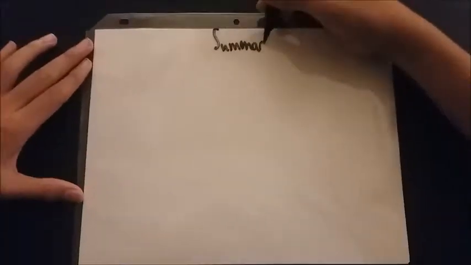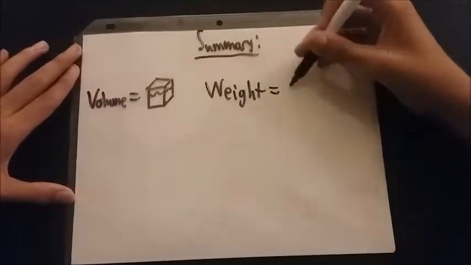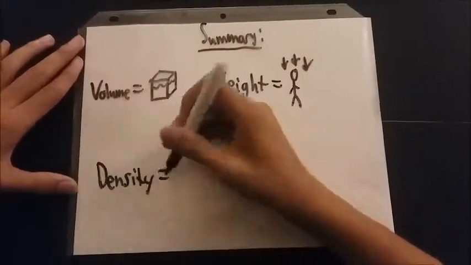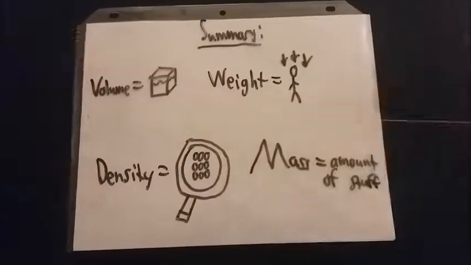To summarize, volume is the capacity of a container, weight is how much force gravity has on an object, density is how close molecules are together in an object, and mass is how much matter is in something.